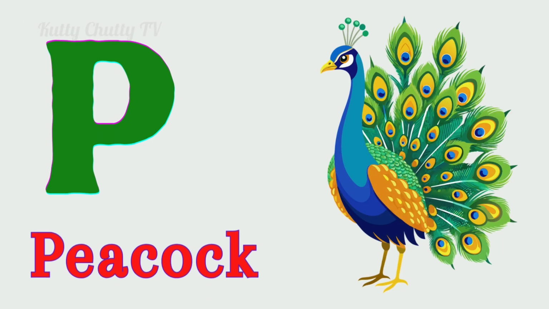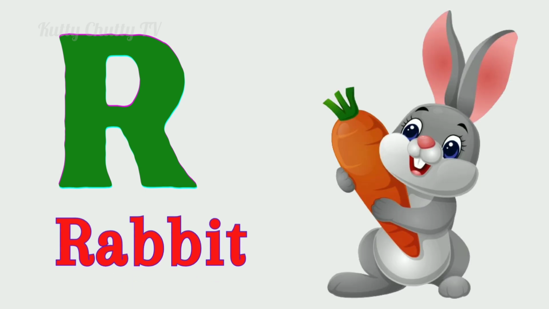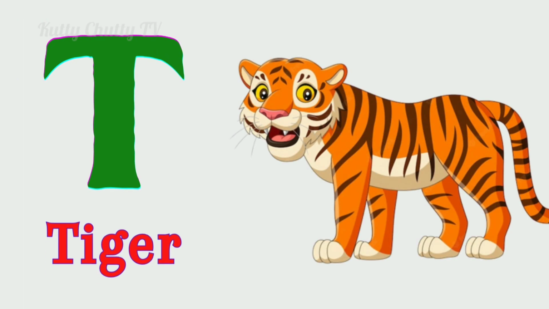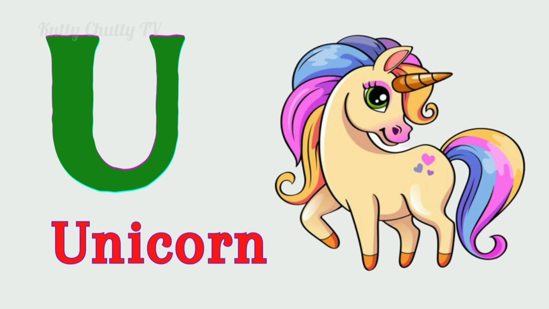P for peacock. Q for quill. R for rabbit. S for sun. T for tiger. U for unicorn. V for violin.